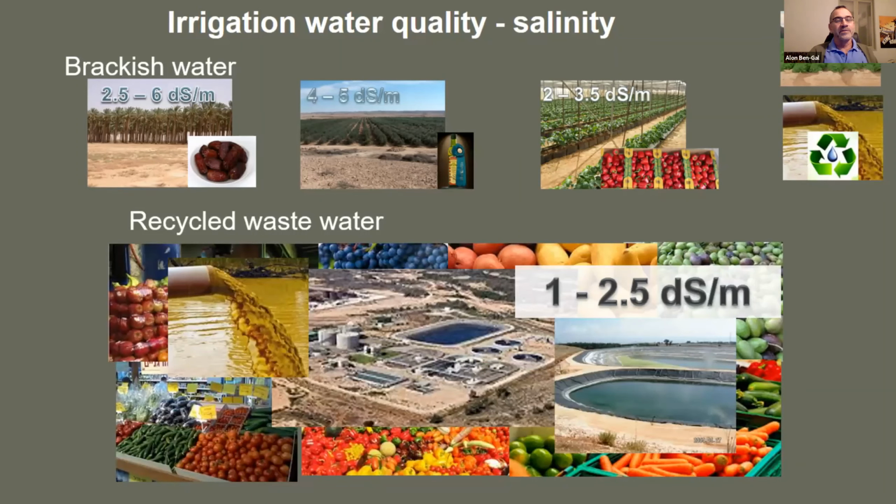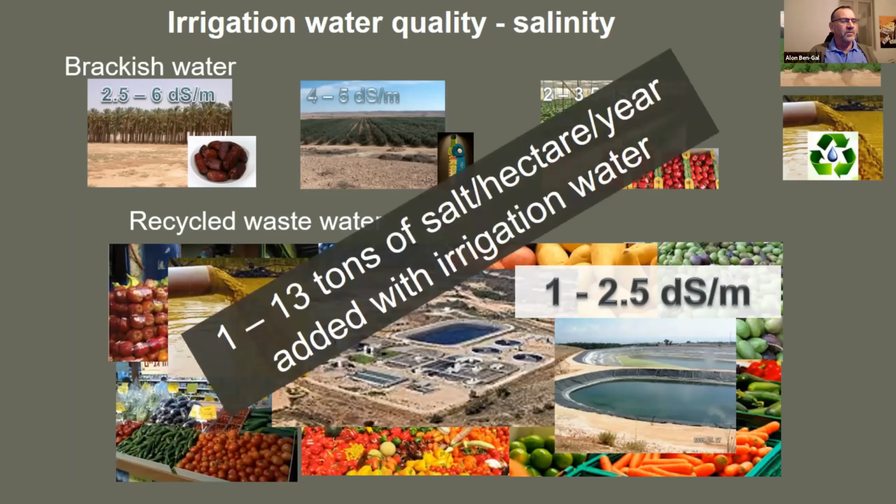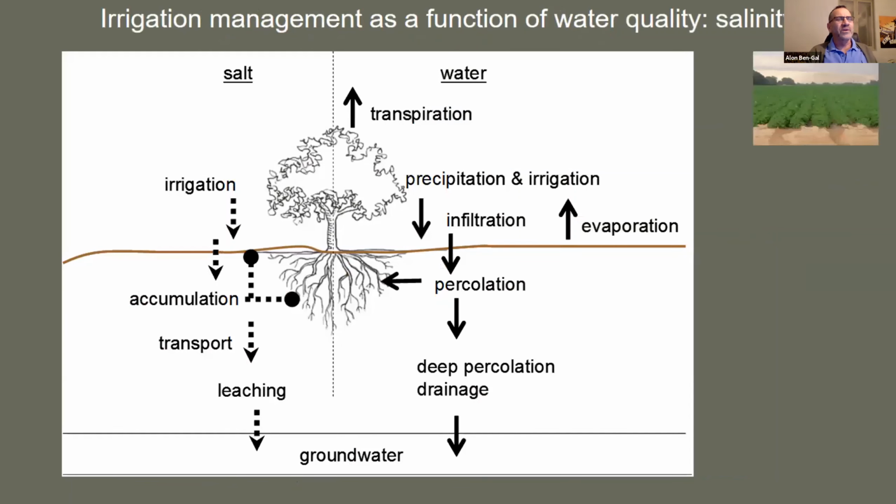Depending on the crop and the location, as we're putting on water to supply irrigation needs, we're also putting on a whole lot of salt. And that can be tons of salt per hectare per year that we're adding and giving to our soils with the irrigation water. Now, just a real quick overview of a water balance and a salt balance to try to understand what happens when we irrigate with water that has salts in it.